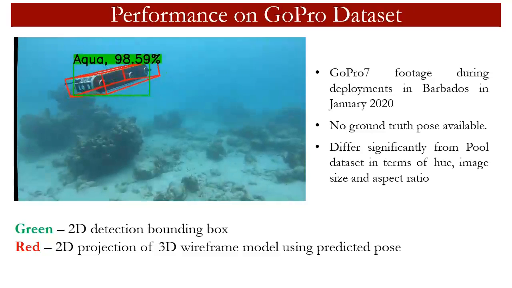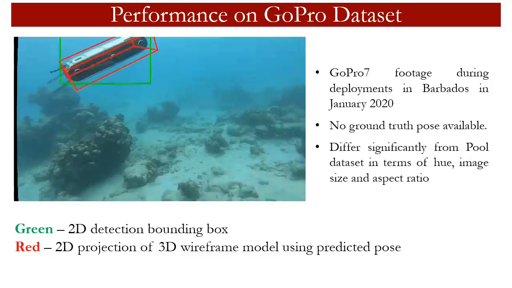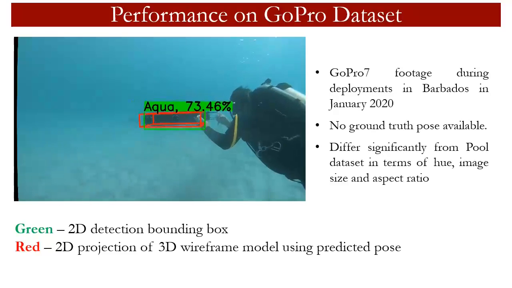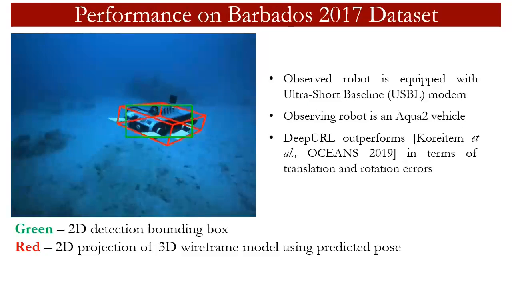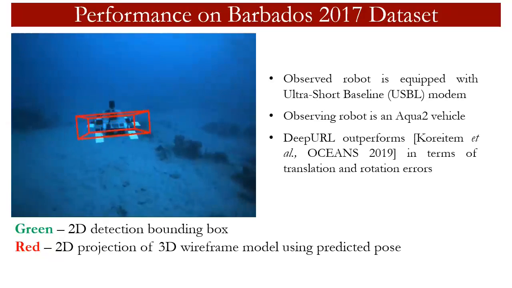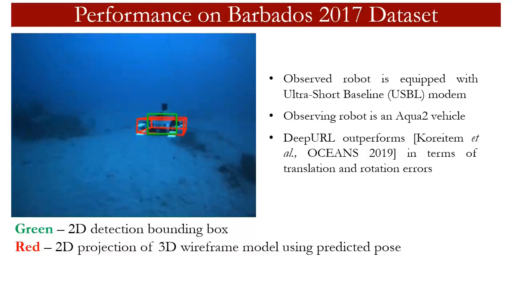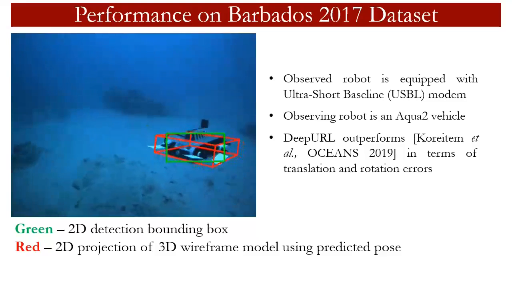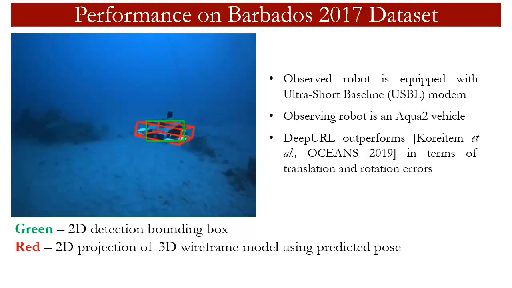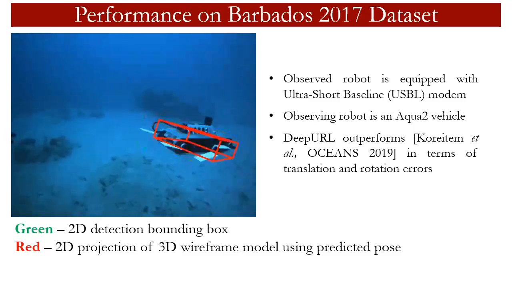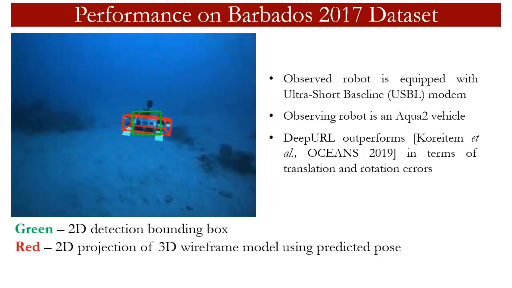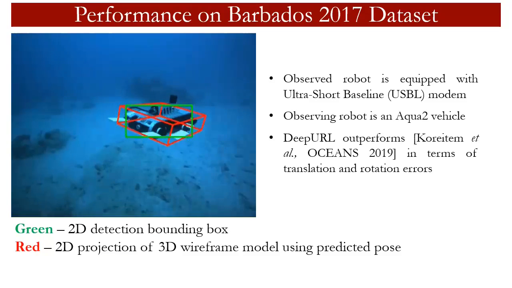The green in the video represents predicted detection box, and red represents the predicted 2D projection of the 3D object model. The Barbados 2017 dataset is collected during underwater field trials off the west coast of Barbados. The observed robot is equipped with an ultra-short baseline modem, and the observing robot is another Aqua2 robot. DeepURL outperforms Quattrini et al., who originally collected and used this dataset for pose estimation, in terms of translation and rotation errors.